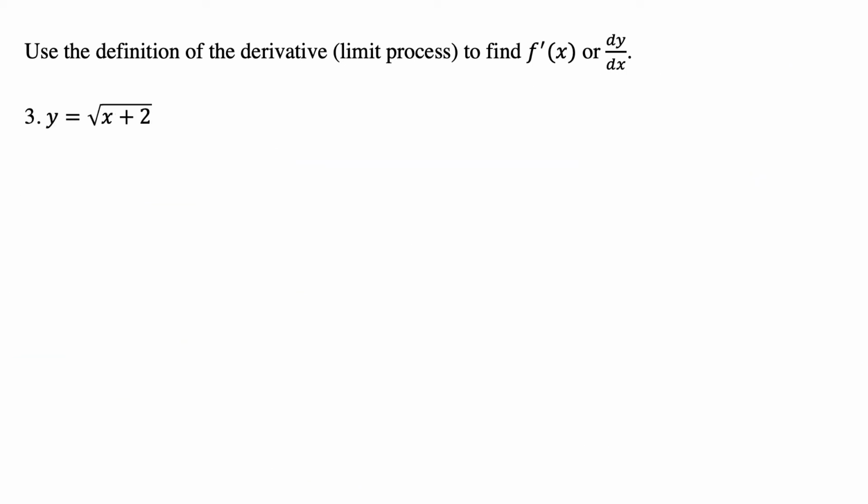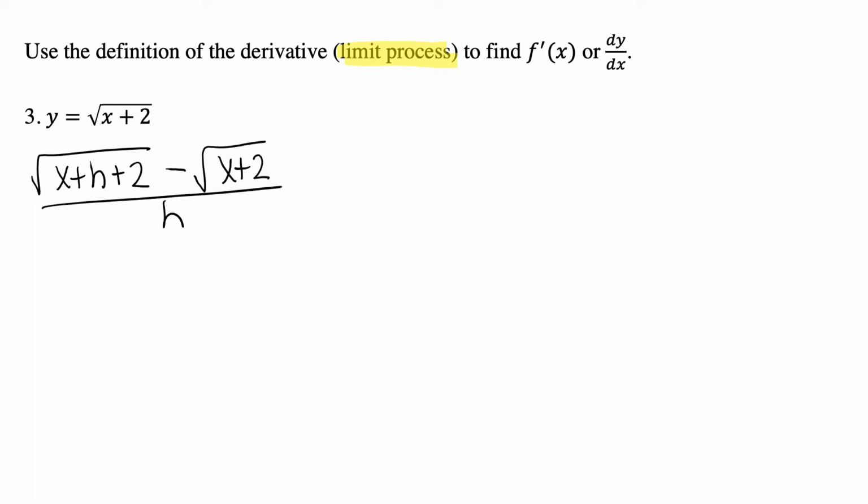Okay, for number 3, same directions, still using our limit process to find the derivative. Just a little bit more exciting looking function. So the limit process, remember, we're going to take the limit as h goes to 0 of our difference quotient. So we want to start by actually finding our difference quotient. So our difference quotient would be the square root of x plus h plus 2 minus our original function, which is the square root of x plus 2, all over h.